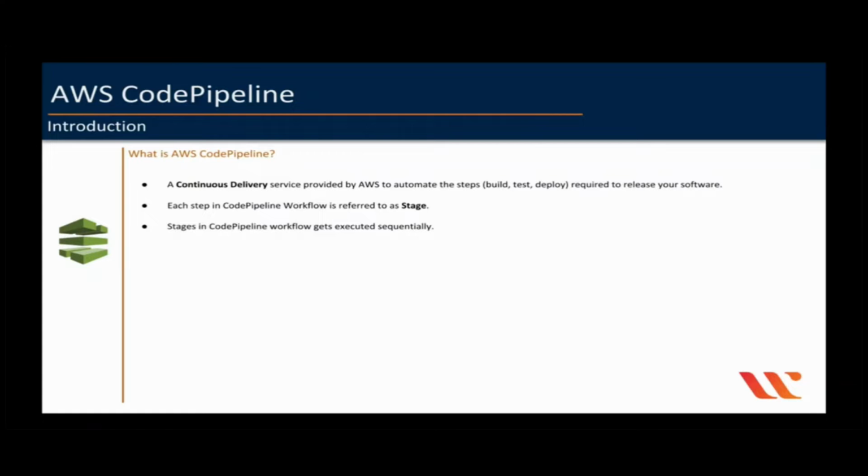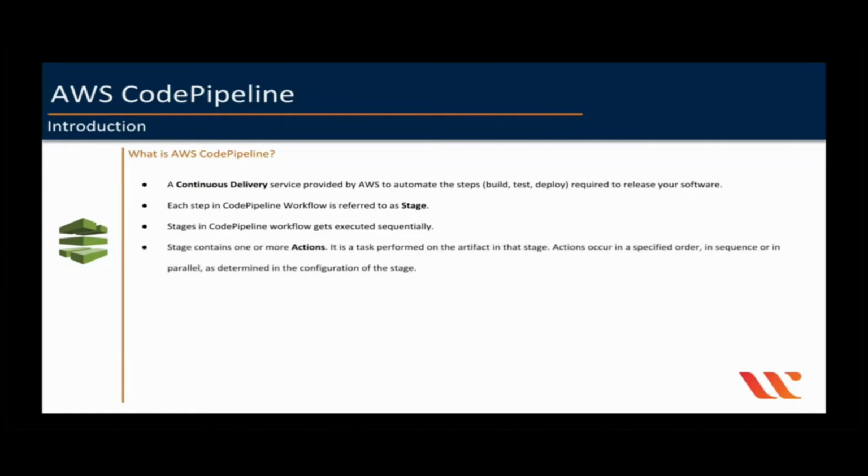Each stage will contain one or more actions. Well, an action is a task performed on the artifact in that stage. For example, building the code using CodeBuild is an action, or deploying using CodeDeploy is an action. Actions occur in a specific order, in sequence or in parallel, as determined in the configuration of the stage. Following are the types of actions provided by CodePipeline: source, build, test, deploy, approval, and invoke. We know what source, build, test, and deploy are. We have seen them in the previous lectures.